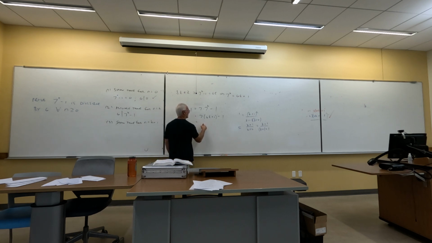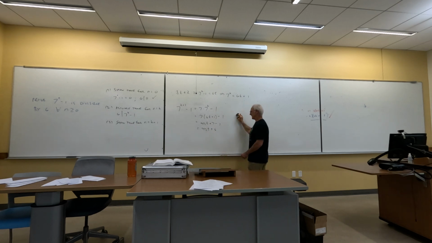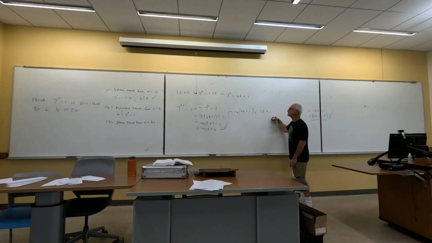What do I got now? 42t plus 7 minus 1, which is 42t plus 6. Well, how does that help me? Well, actually, that's a good thing, isn't it? Can I write this as 6 times 7t plus 1? Tell me about 7t plus 1. It's an integer. It's an integer.